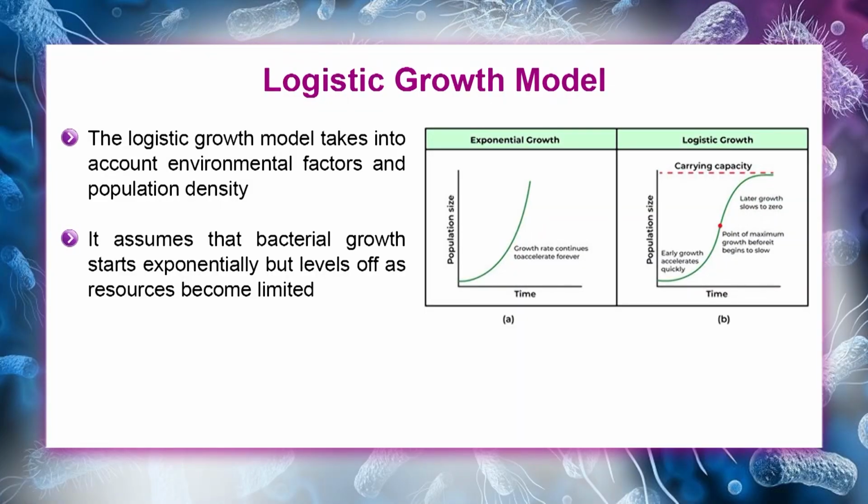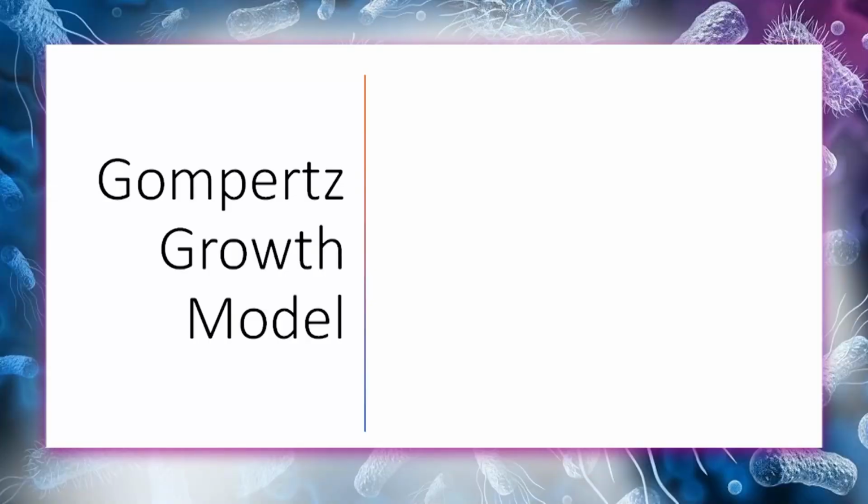The logistic growth model is widely used in ecology to model the growth of populations of organisms in natural ecosystems, as it better reflects the real world dynamics of population under resource constraints. Next model is the Gompertz growth model.